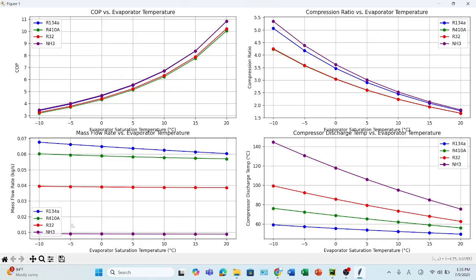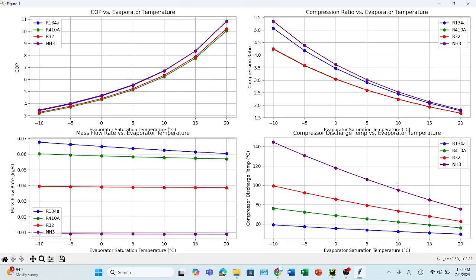So here is the third plot, where we can see the mass flow rates. There is a very negligible difference in the mass flow rate of ammonia, which is the lowest, and there's no such change as the evaporator temperature changes. With R32 it also decreases very slightly, but it has more mass flow rate as compared to ammonia, and the largest mass flow rate is of R134a. All these mass flow rates are decreasing, but you can also see the rate of change of mass flow rate as the evaporator temperature is increasing. So it is also very interesting.